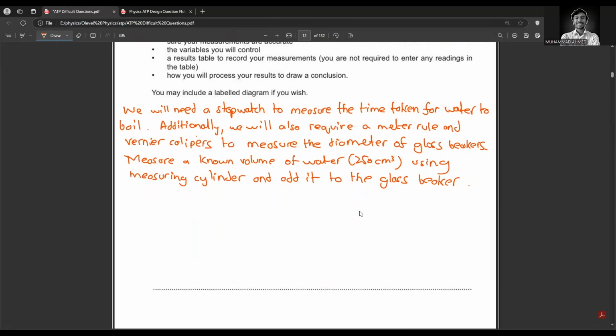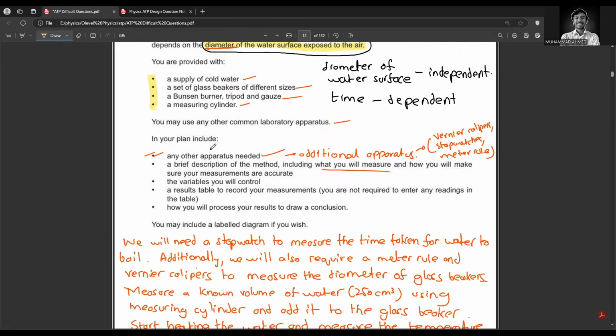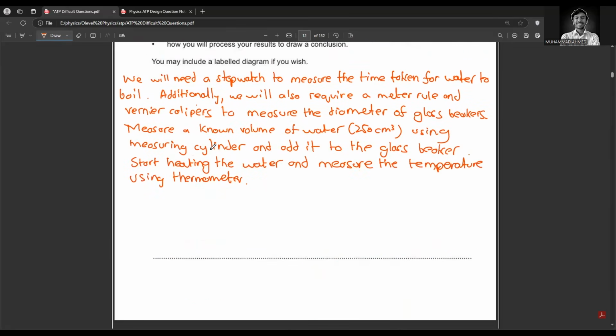Perfect. And you will say start heating the water, and measure the temperature using thermometer. So thermometer is also an additional apparatus that you require here, because thermometer is not given here. Perfect. What will you further say?